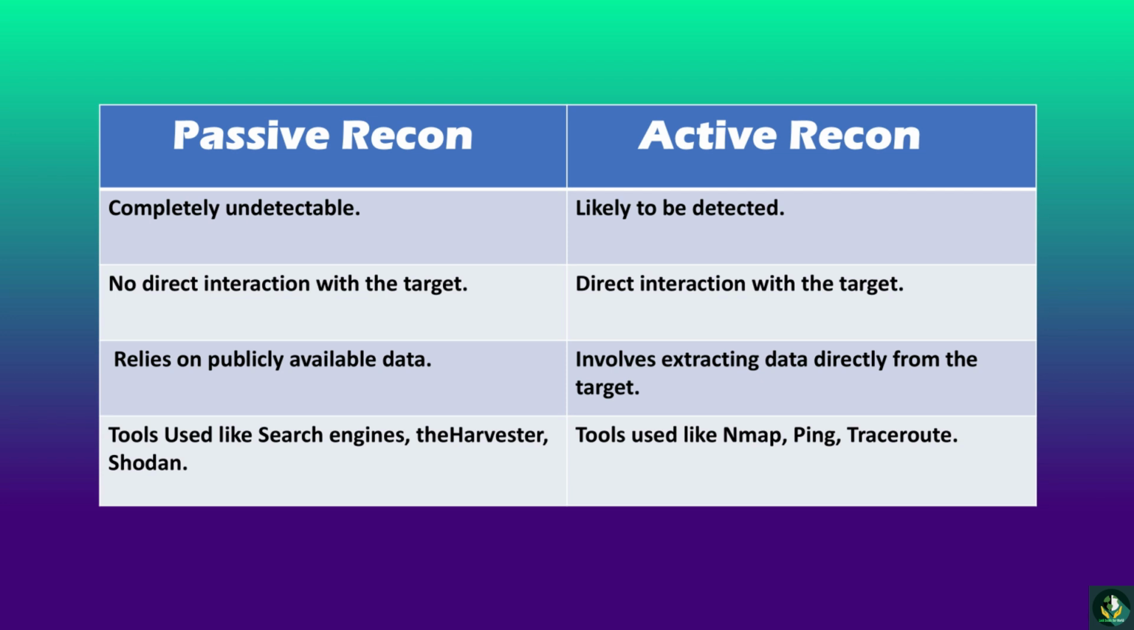Next, passive recon relies on publicly available data. On the other hand, active recon involves extracting data directly from the target. And next, we have tools. For passive recon, you will use tools like search engines to find public data, theHarvester to collect email addresses or subdomains, Shodan to explore IoT devices connected to the internet. And for active recon, you will use tools like Nmap for scanning open ports, ping to check if systems are online, traceroute to map the route packets take to reach the target.